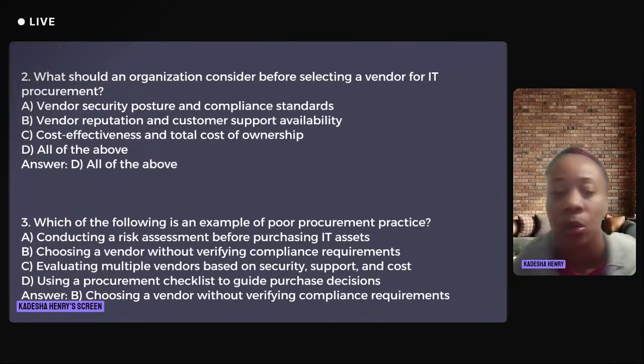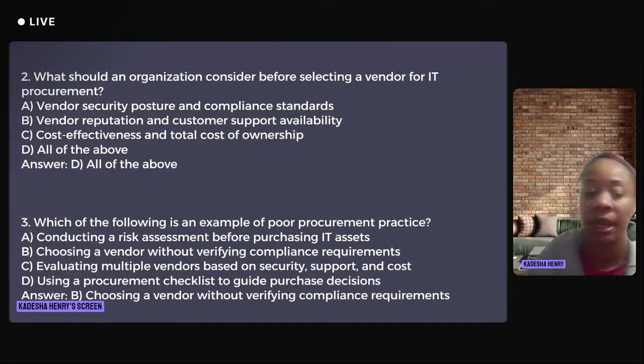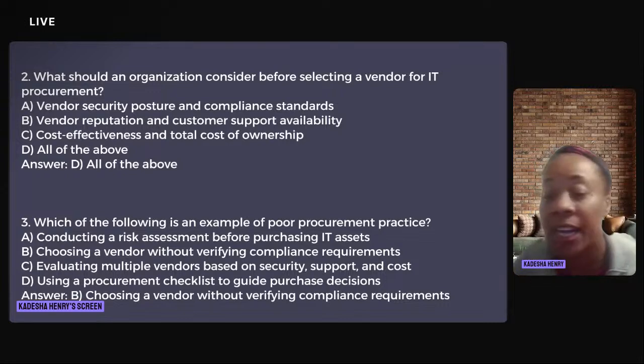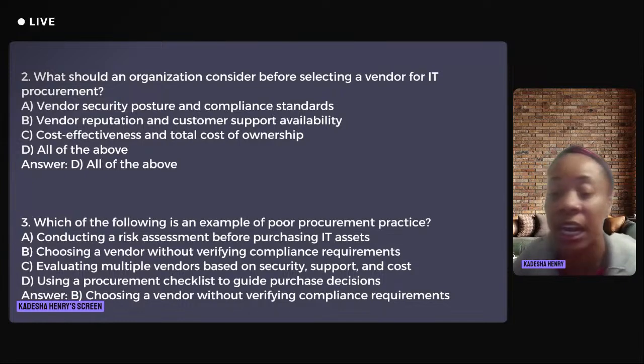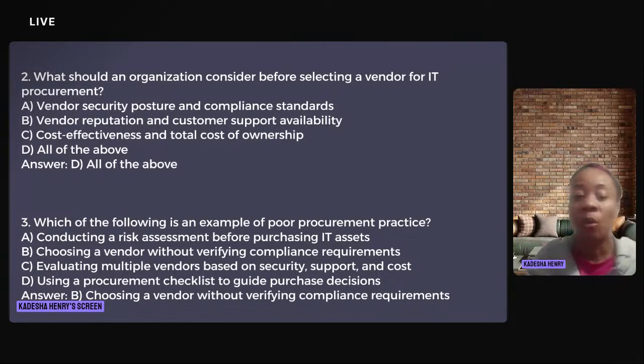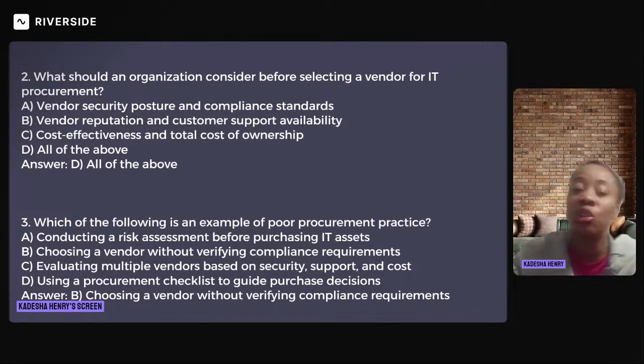Number 3, which of the following is an example of poor procurement practice? Very poor, right? A, conducting a risk assessment before purchasing IT assets; B, choosing a vendor without verifying the compliance requirement; C, evaluating multiple vendors based on security, support, and cost; D, using a procurement checklist to guide the purchase decision. And we would say B is the answer, choosing a vendor without verifying the compliance requirement. Those are reckless ways of doing business. But for the others, we will need to do those.